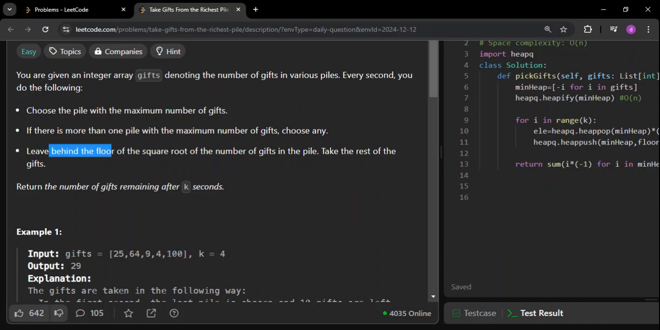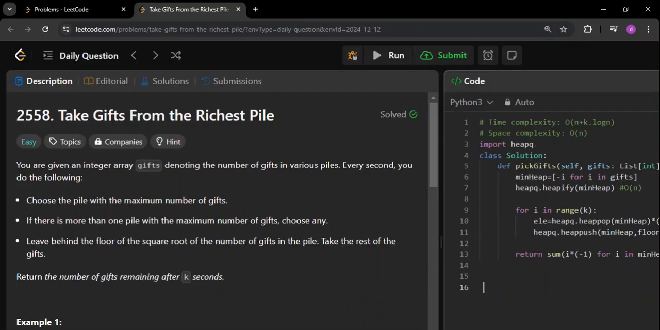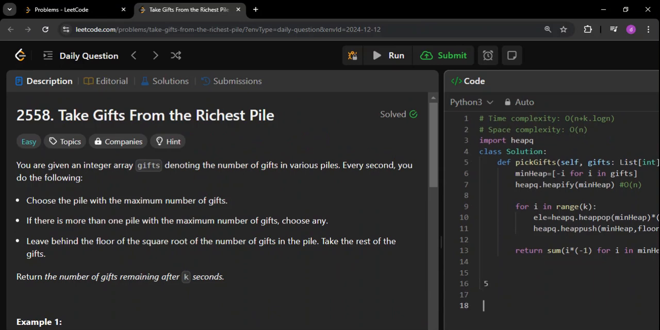Second, leave behind the floor of the square root of the number of gifts in the pile. For example, 100 is here. First of all, take the square root of 100. What is the square root of 100? It is going to be 10. Then take the floor of 10. But what is floor? Let me first explain these operations so that you get a clear understanding of what is happening. For example, let us say the value we are taking is 5. What is the square root of 5? It will be 2 point something, as simple as that.